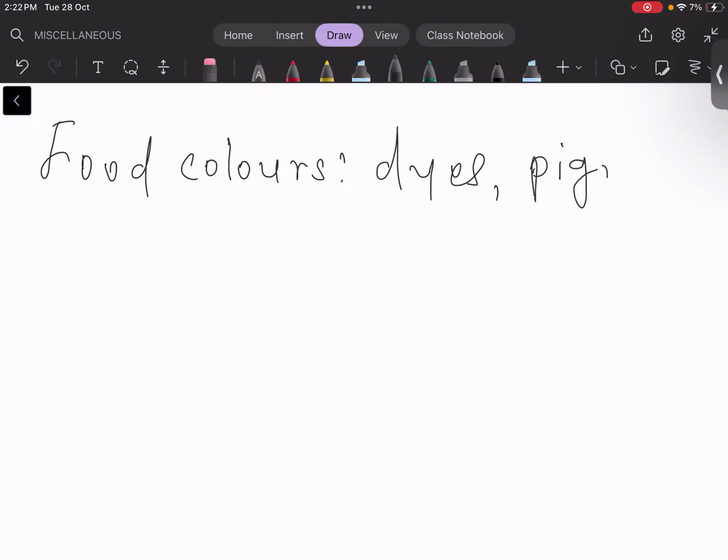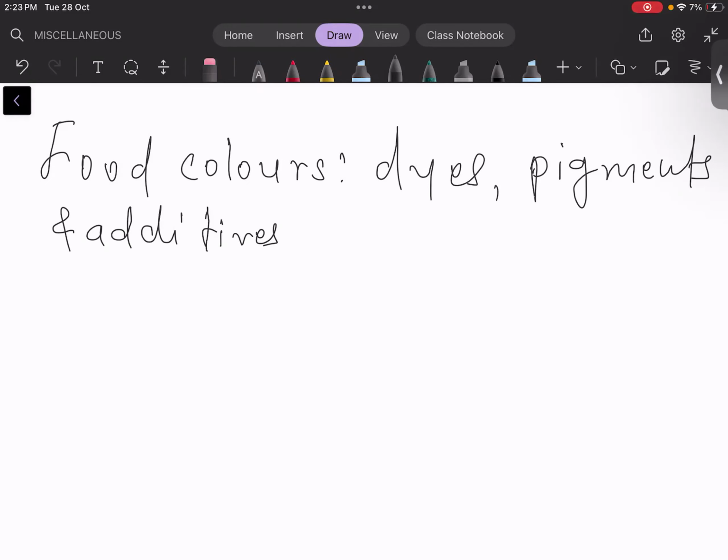Pigments and additives that are either extracted from natural sources like plants and insects, or synthesized for commercial use, to add or enhance the color of food. Now, why is color added to food? To attract people towards the food, right?